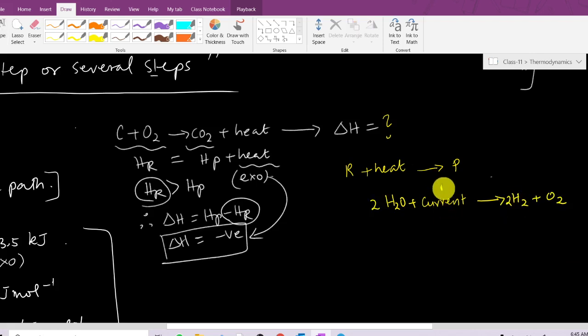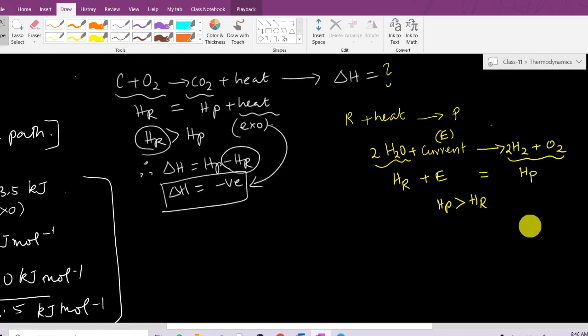Now here the energy is added to the reactant. So the heat content of the reactant, HR, plus some energy that you are giving, will be equal to the heat content of the product. Now as you can see from this equation, HP is greater than HR. Therefore, the change in the enthalpy, delta H, is equal to product minus reactant, and since HP is greater than HR, this value is going to be a positive value.